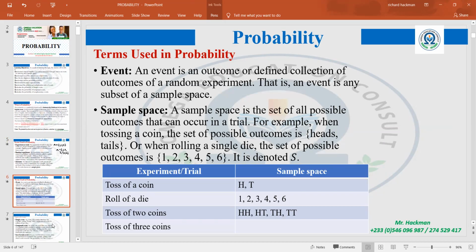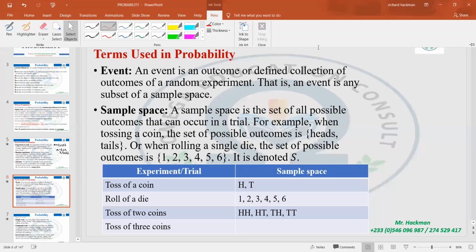I will try and connect all that I'm saying henceforth with sets, which you are so familiar with. So an event is an outcome or defined collection of outcomes of an experiment. That is, an event is any subset of a sample space. So in sets, if I have my universal set, you can see that I've made mention of sample space here. I will define sample space very soon. So if I have this, you should know exactly what I'm talking about.